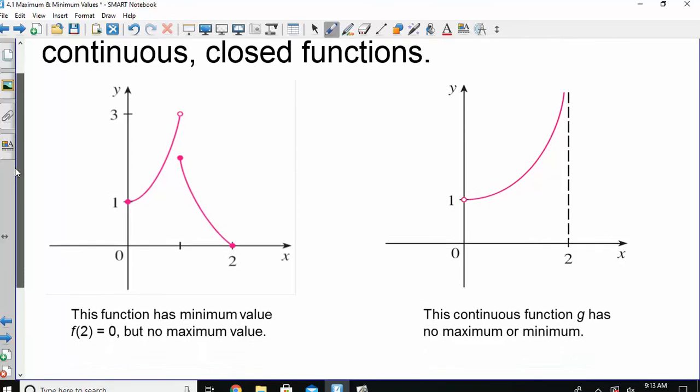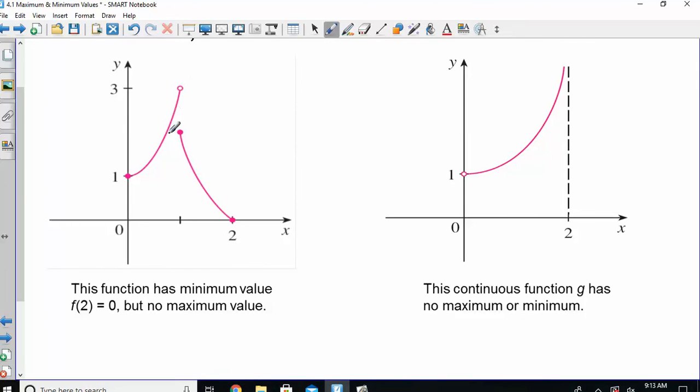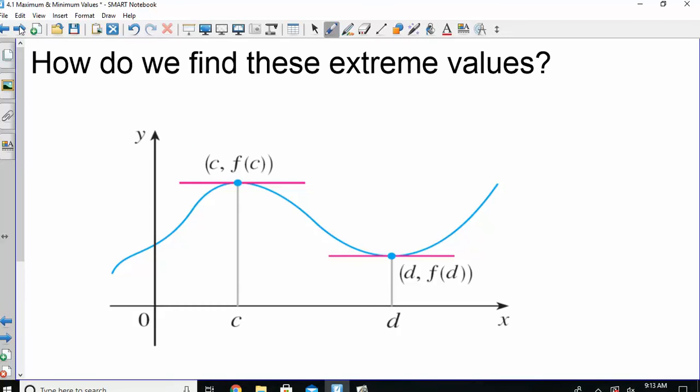I put a couple examples on here of why it doesn't work if you don't have a continuous function. You know, if there's a break in the graph. This one wouldn't have a maximum because there's an empty circle there. This one, it's approaching a vertical asymptote, so there's no maximum. So it does require continuous functions.